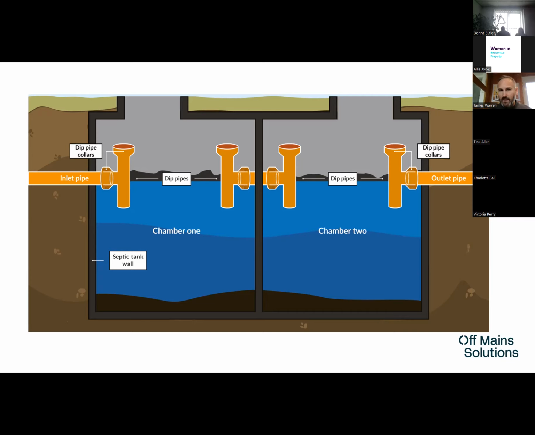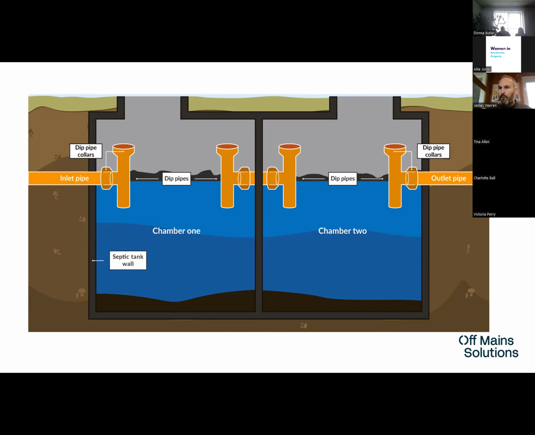On the exit side of a chamber, there's another T-piece, exactly the same, and that prevents the fat, oil and grease getting out. That outlet T-pipe only allows that separated dirty water in the middle to go into the next chamber.